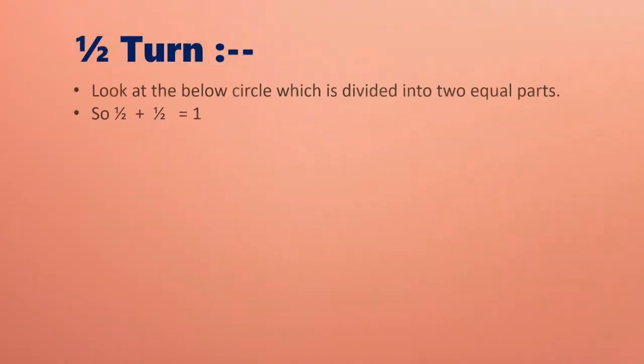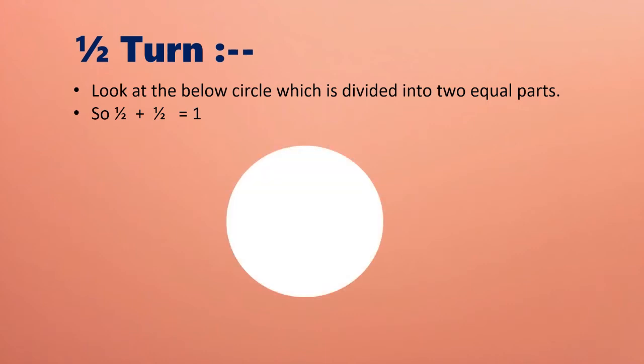To know about half turn, look at the below circle which is divided into two equal parts. So half plus half equals to 1. Let's take a circle and divide it into two parts. One part is half and another part is half.